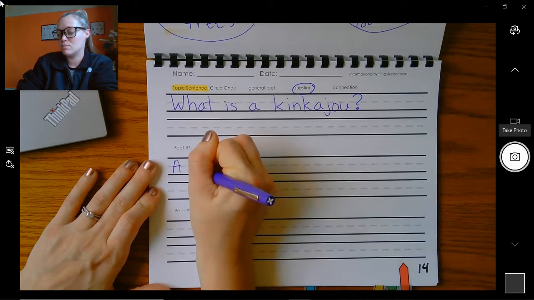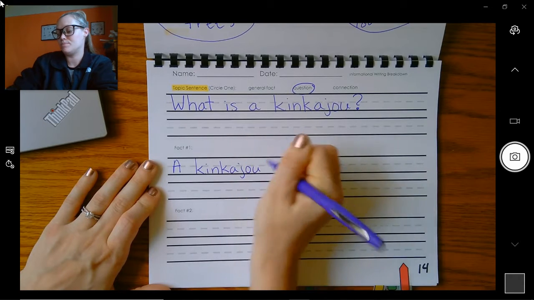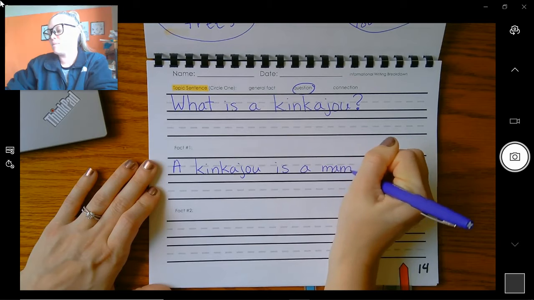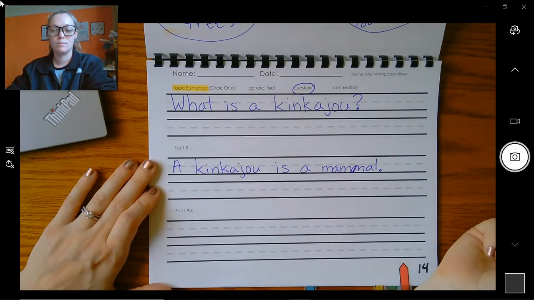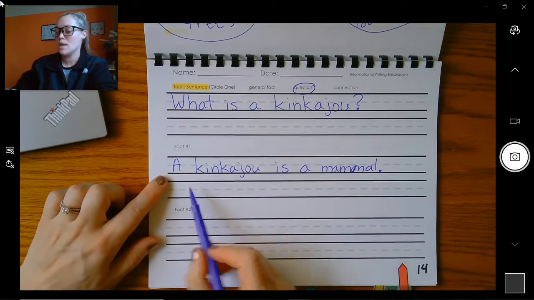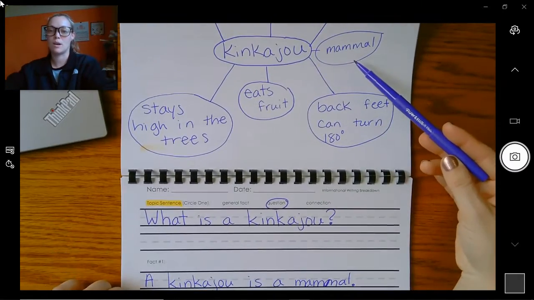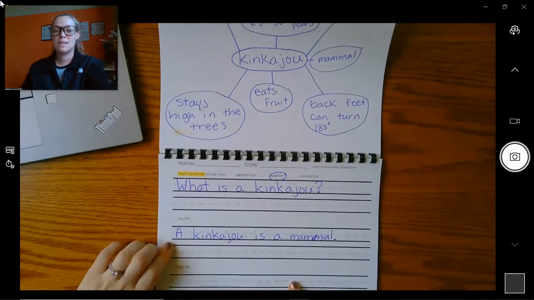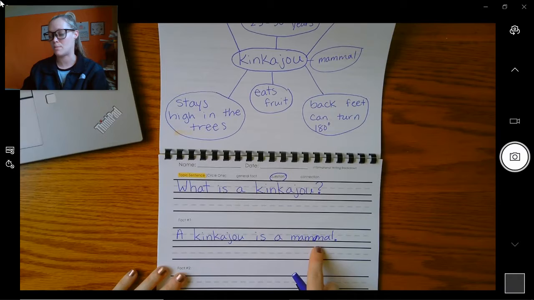So what is a kinkajou? A kinkajou is a mammal. There's my 5-star sentence. Starts with a capital, ends with punctuation. And up here, I wrote mammal, which was not a complete sentence. But as you can see, I turned it into a complete sentence by saying a kinkajou is a mammal.